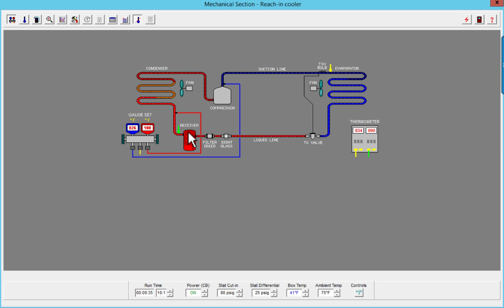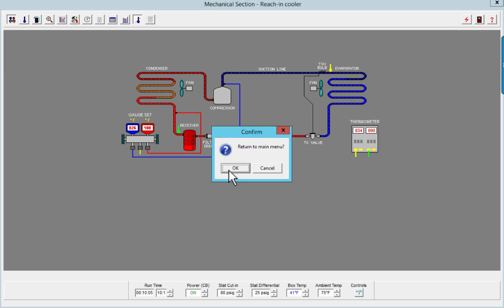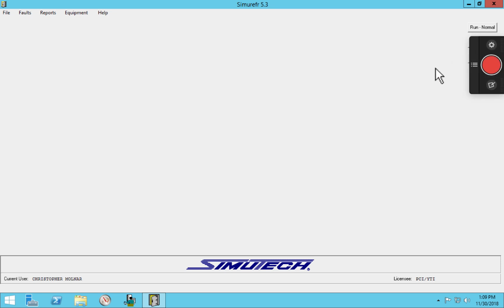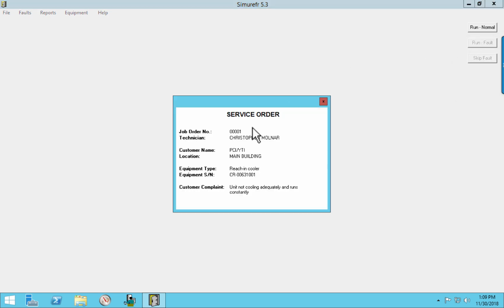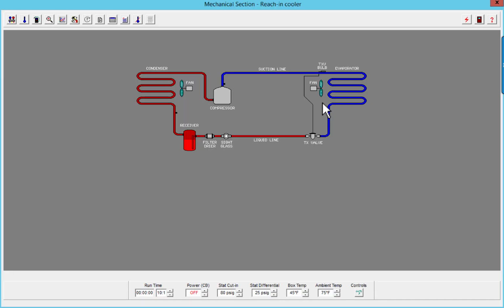Now, let's go ahead and throw a fault condition in here. So I'm going to exit out to the main menu. I'm going to run a fault. I have a pre-selected fault in here. The complaint we get from our dispatcher is unit not cooling adequately and runs constantly. It's a reach-in cooler, same one we just talked about. So let's go ahead and power it on to see what happens.